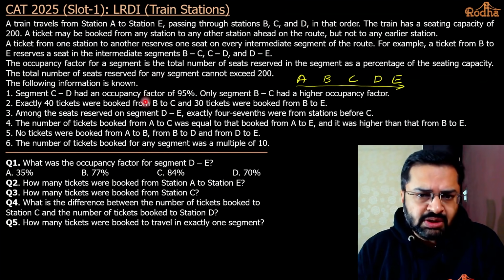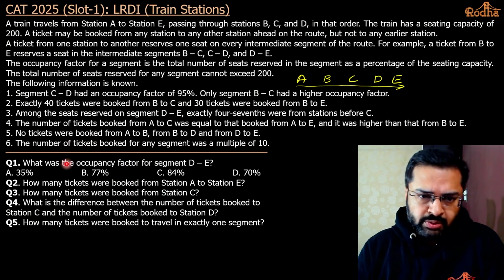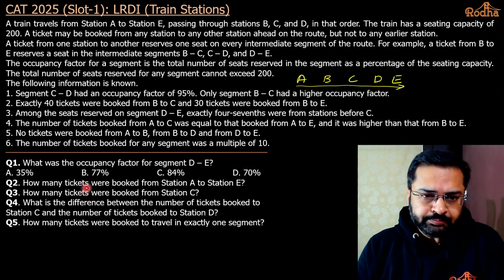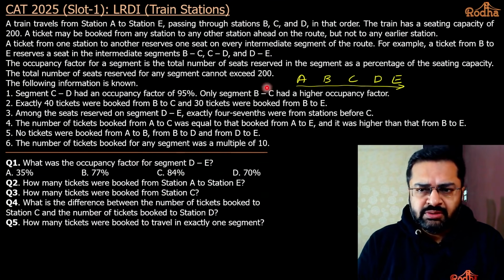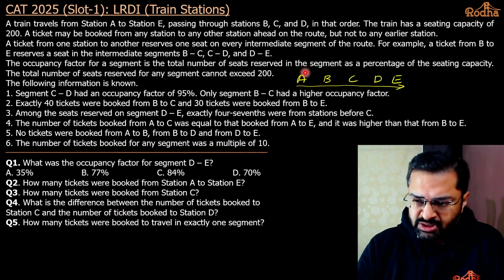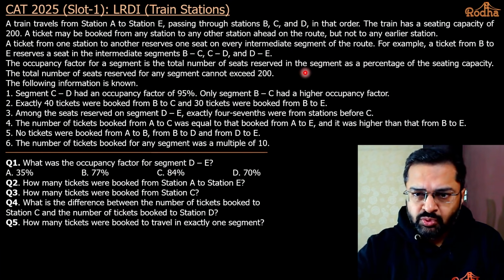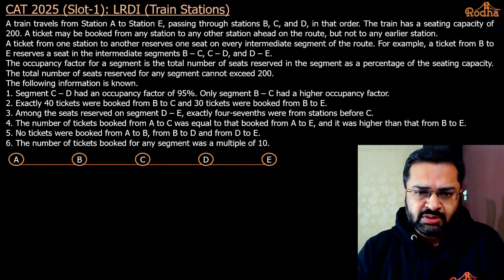And then some information is given here, followed by a few questions. Let's look at the type of questions. What is the occupancy factor for this segment, right? How many tickets were booked from this? How many tickets were booked from this? And such kinds of questions, right? So unless we figure out the numbers here, we will not be able to answer these questions. So what I'll do is remove these questions from here and try and make something like this, right?